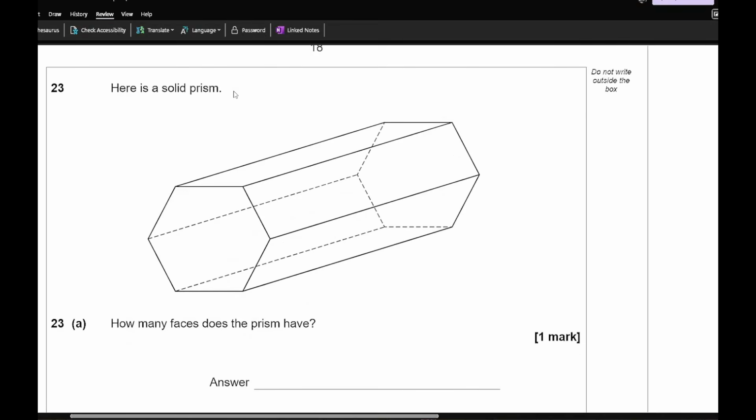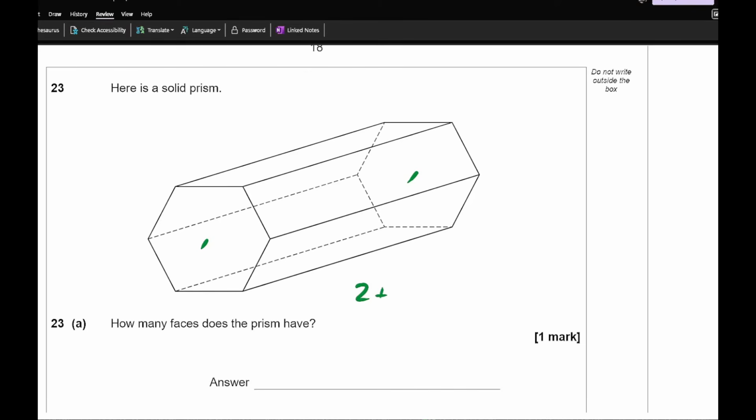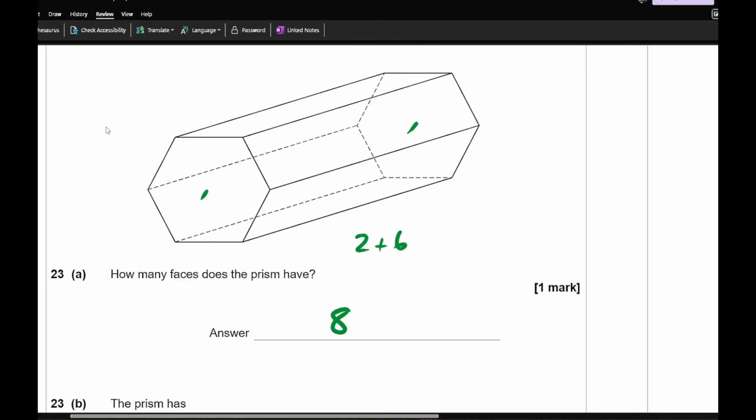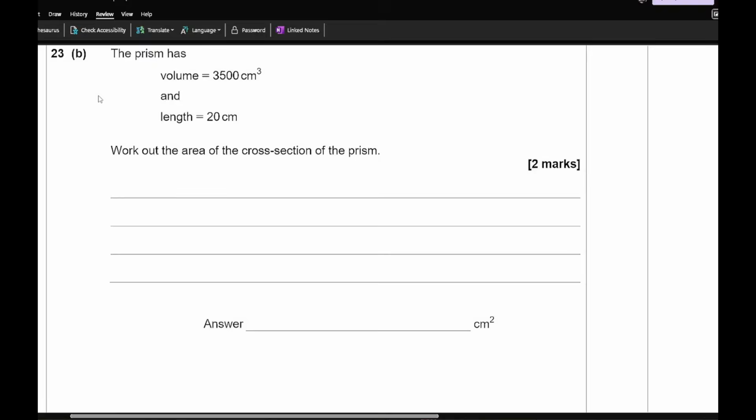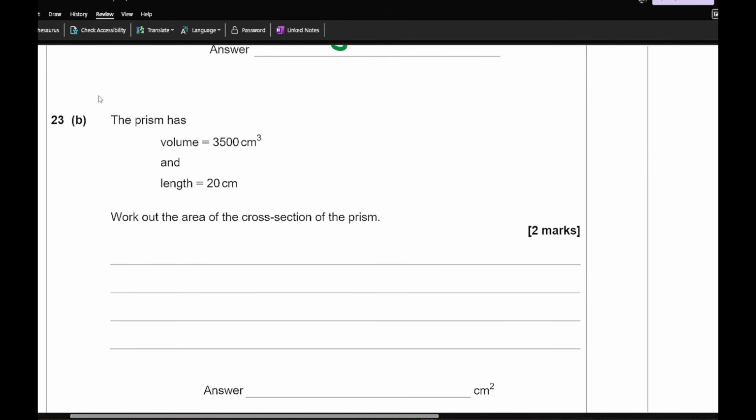Moving on to question 23, it says here is a solid prism, and it asks how many faces the prism has. Well, to work out the faces, it's just a case of counting the sides. So we've got 1, 2, and then we've got 6 going along there. So 2 plus 6 gives us 8 faces. Then it says the prism has a volume of 3500 cubic centimeters and a length of 20. Work out the cross-sectional area of the prism.